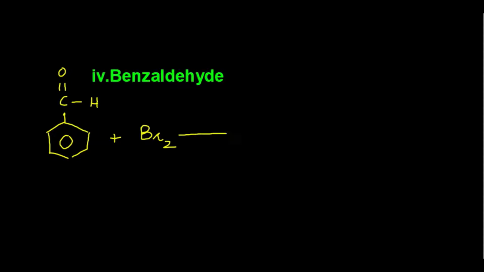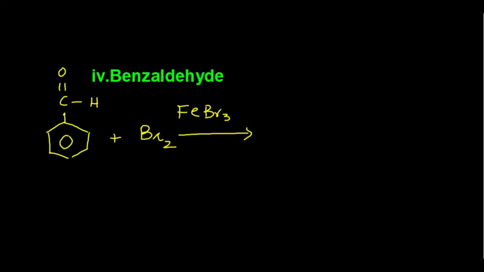We do the bromination in the presence of ferric bromide, which is a Lewis acid catalyst. Now, we know the nature of the aldehyde group which is attached with the benzene ring. This aldehyde group is a meta-directing group. Since this group is meta-directing, it will direct the bromine atom to the meta position. So in the product we get the bromine atom at the meta position.